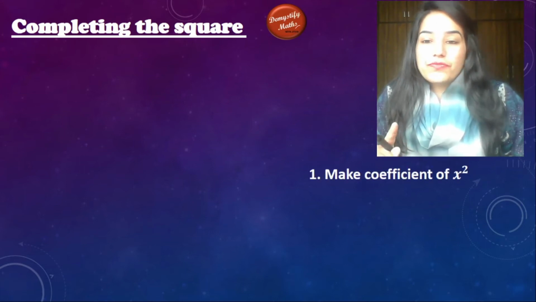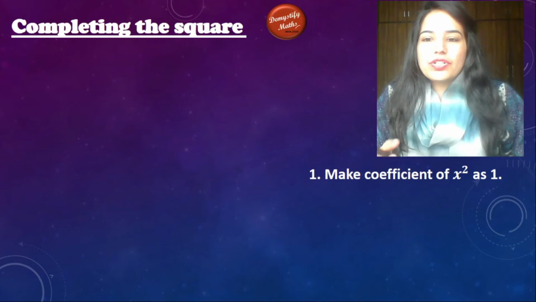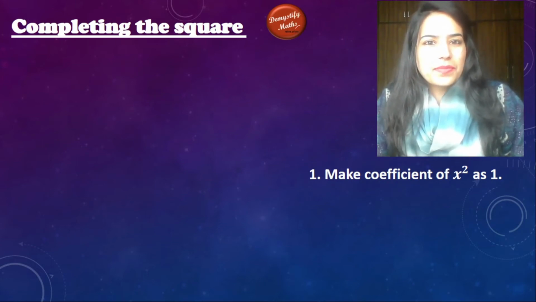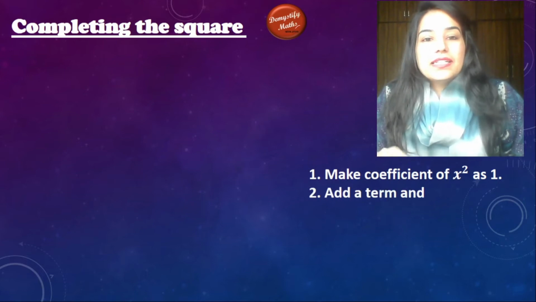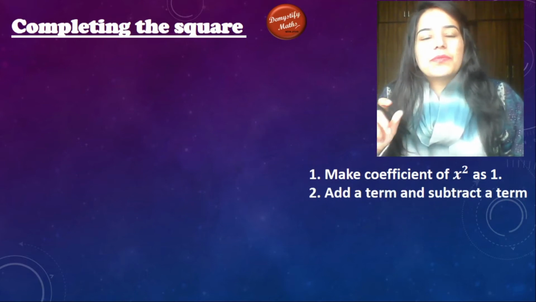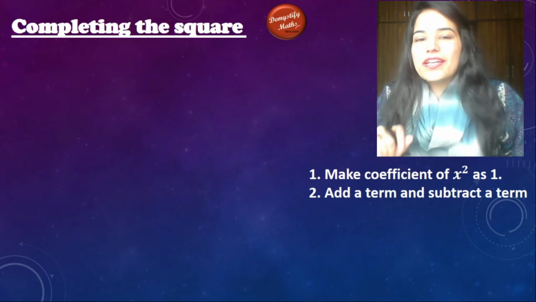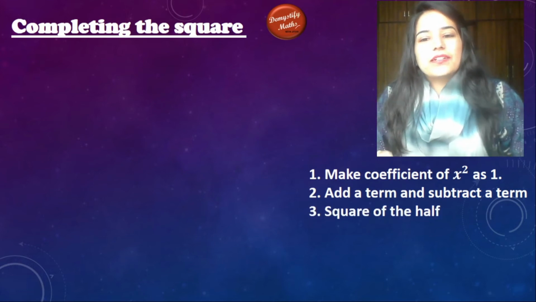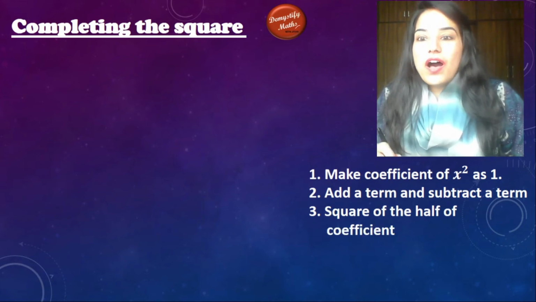Completing the square method. Now what do we do here? We try and make a square plus b square plus 2ab terms in the given quadratic. So the first step is make the coefficient of x square as 1, because then we get the square. x square is like a perfect square there. Then second is we will add a term and subtract a term such that we get a square plus b square plus 2ab. And what is that term? That term is square of the half of the coefficient of x.